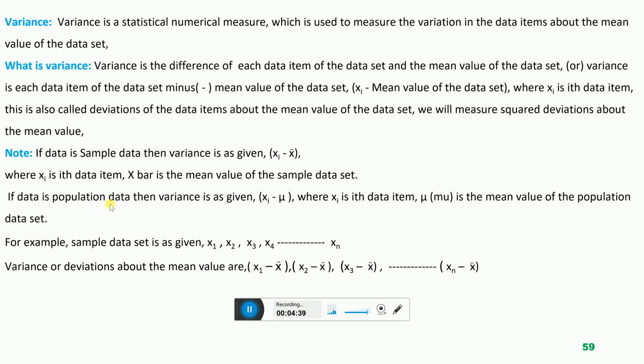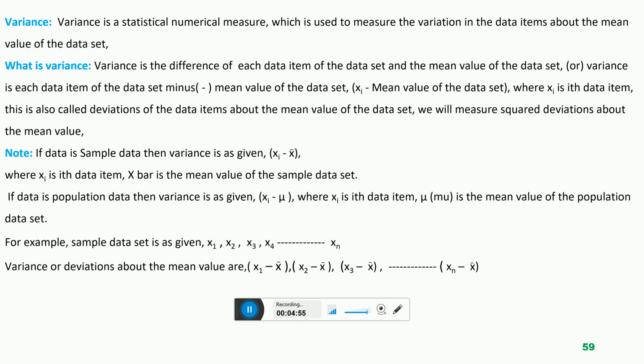If the data is population data, then variance is xi minus mu, where xi is each data item of the data set and mu is the mean value of the population. We studied this in the previous lessons.